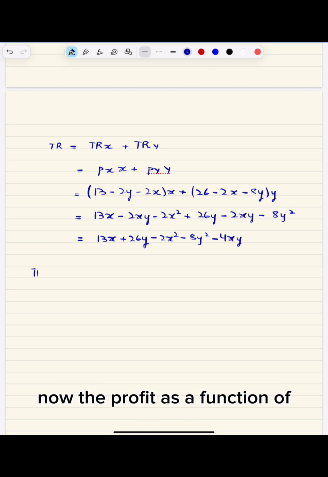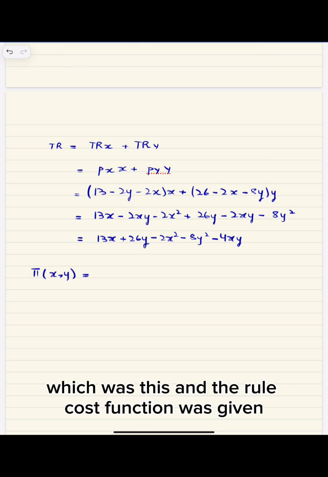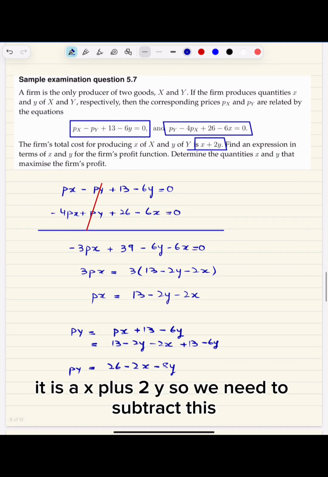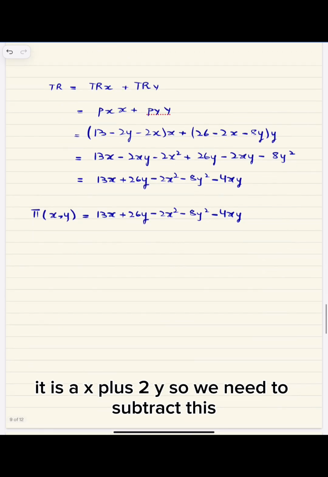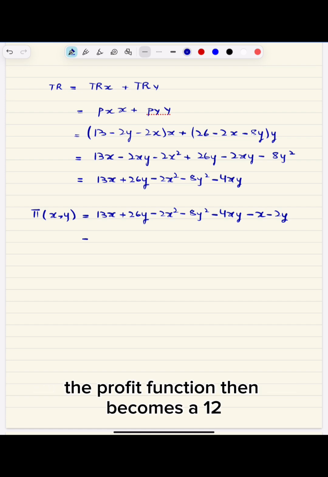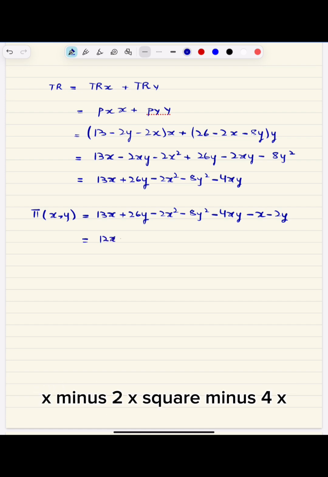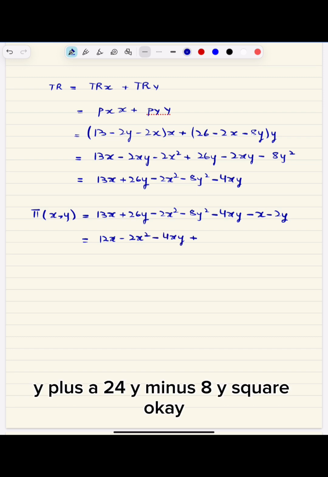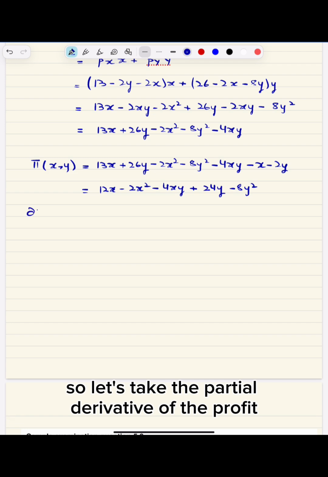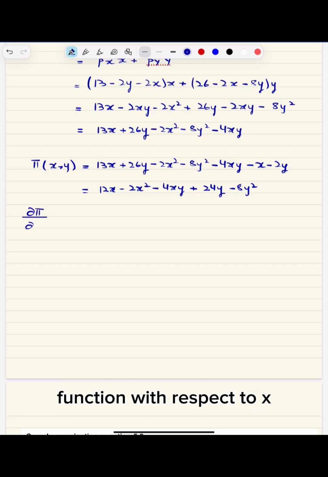Okay, now the profit as a function of quantities is total revenue, which was this, and the total cost function was given. It is x plus 2y. So we need to subtract this, so it's going to be minus x minus 2y. Okay, the profit function then becomes 12x minus 2x squared minus 4xy plus 24y minus 8y squared.